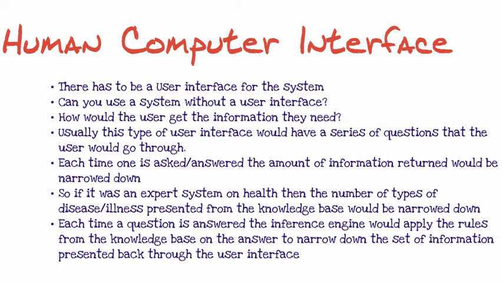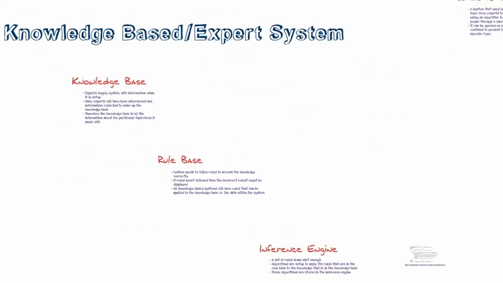Usually this type of user interface would have a series of questions that the user would go through, as we've just seen. Each time one is asked or answered, the amount of information returned would be narrowed down. So if it was an expert system on health, then the number of types of disease or illness presented from the knowledge base would be narrowed down. Each time a question is answered, the inference engine will apply the rules from the knowledge base on the answer to narrow down the set of information presented back through the user interface. So essentially that runs through a little bit of how the knowledge system works.